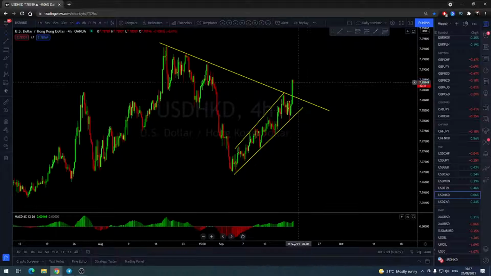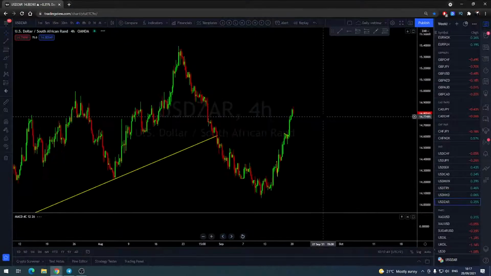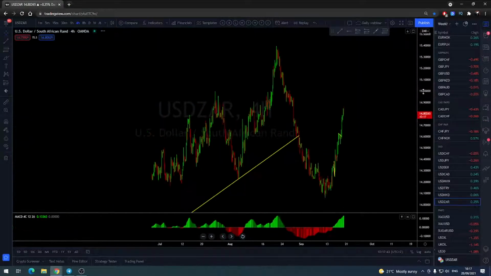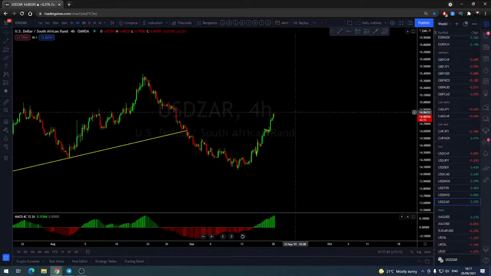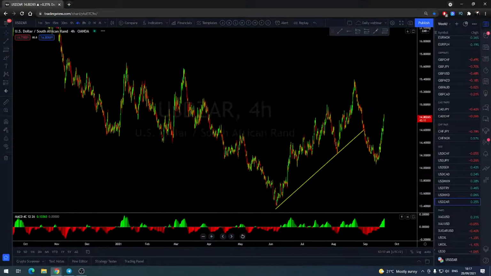Hong Kong dollar, if it corrects, then buy. If you bought there, you did a good job, profit. So one more correction, take a buy, back at the previous top, easy. USD South African rand, if this corrects, go for the buy. Okay, you can go for the buy.